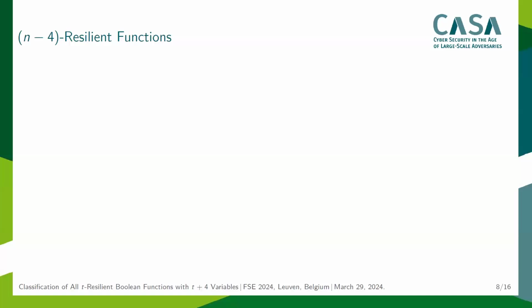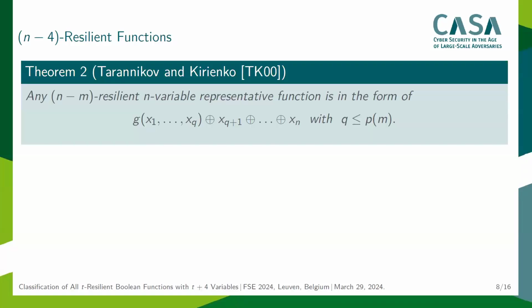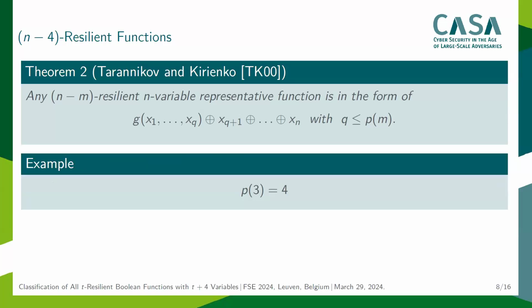About n-4 resilient functions, we didn't know much before this work. The only thing was based on a theorem by Tarannikov and Kirienko in 2000, which showed that any n-m resilient Boolean function with n variables can only be in the form of this equation. So only Q variables can appear non-linearly, and the rest will be only linear addition. And this Q is limited for a fixed m. For instance, for m equal to 3, this number is 4.